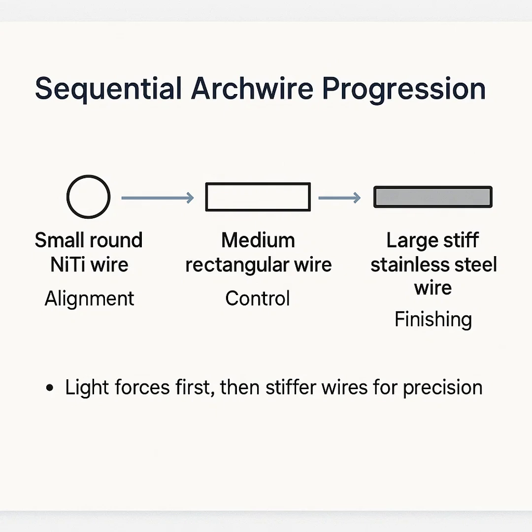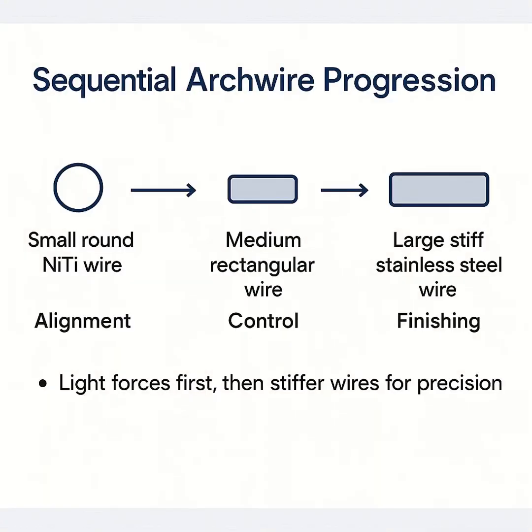Wire sequence. Treatment is staged with a logical wire sequence. We begin with small, flexible wires, typically round nickel titanium, to align and level without overwhelming the periodontal ligament. As alignment improves, we progress to larger, stiffer, rectangular stainless steel wires. These wires fill the bracket slot more completely, allowing precise control of torque and angulation. Think of it as moving from gentle guidance to firm architectural support.